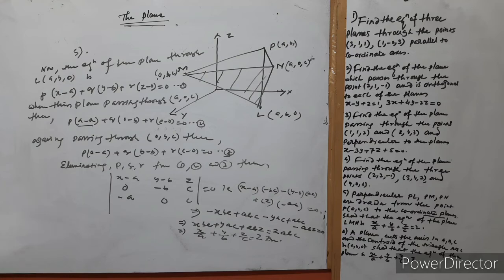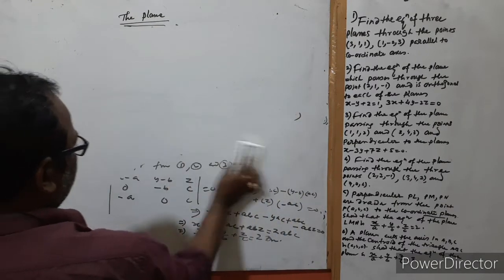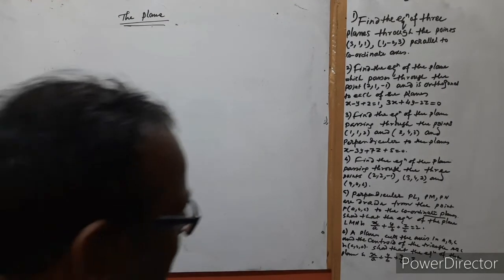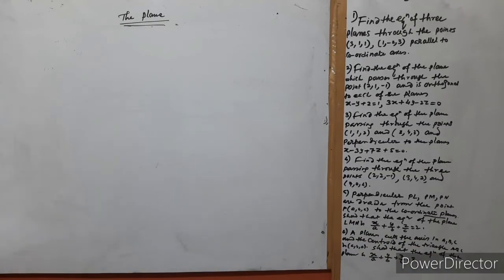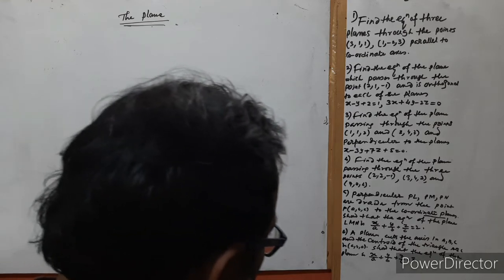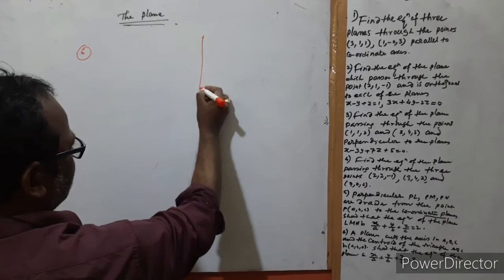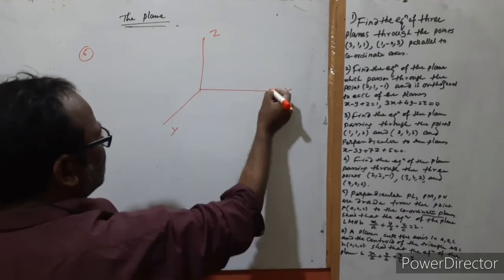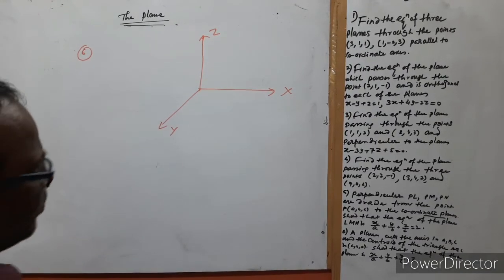See carefully, a very interesting question here. Now proceed to question number 6, a very interesting question. See here, a plane cuts the axes at A, B, C, and the centroid of triangle ABC is given. Then find the equation of the plane. This is the x axis, this is the y axis, and this is the z axis.